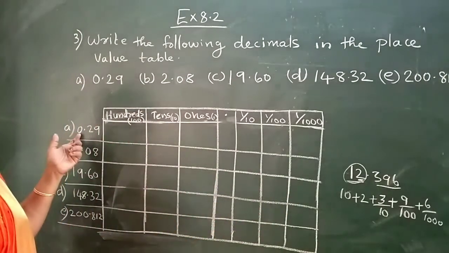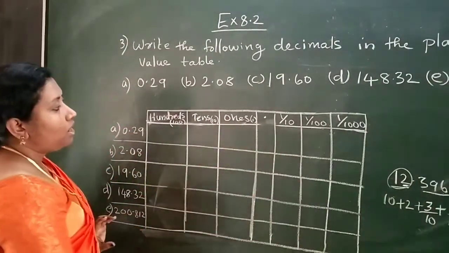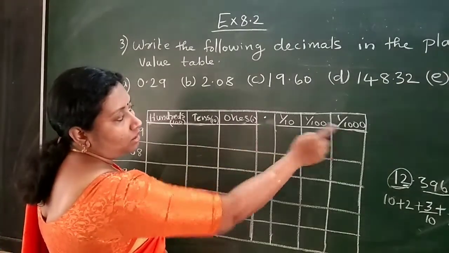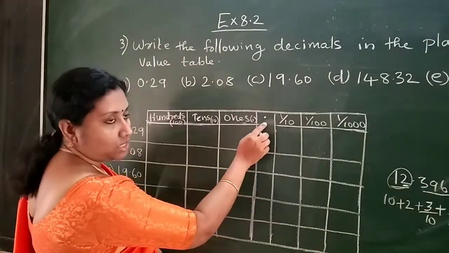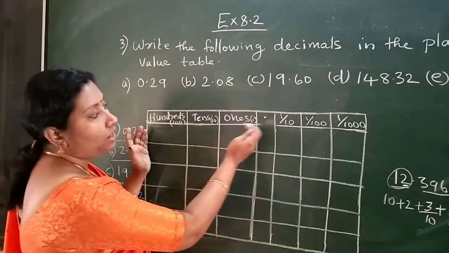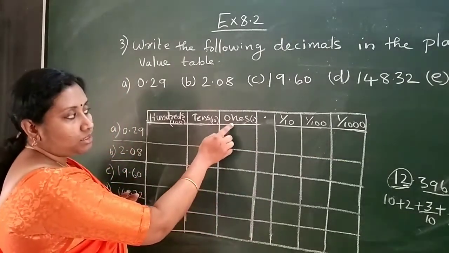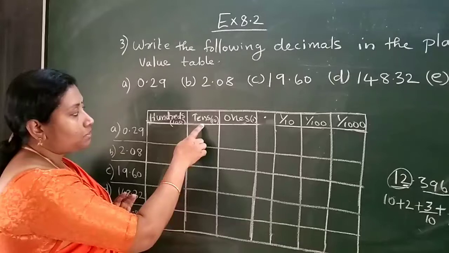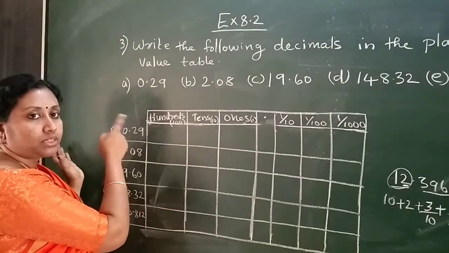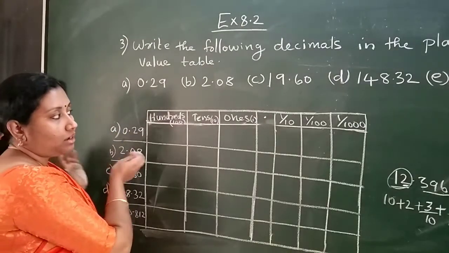Then your first question is 0.29. This is the place value table. In that table there is one decimal point. The left side of the decimal point is the whole number part. The right side is the decimal part. Then in the whole number part, this one is ones place, tens place, hundreds place. Just the next place, if there is any number, is thousands place, ten thousands, like that.